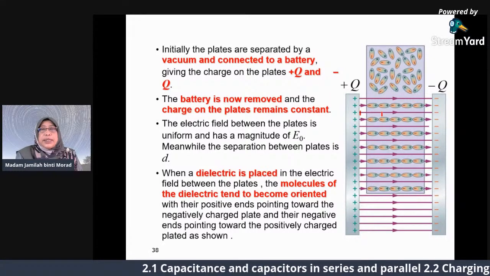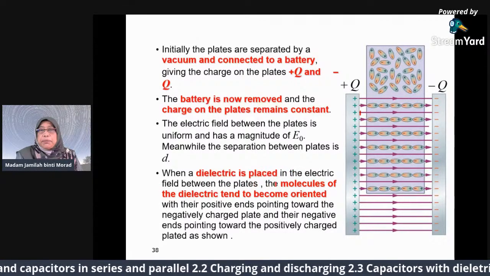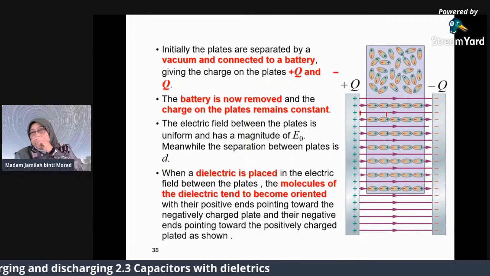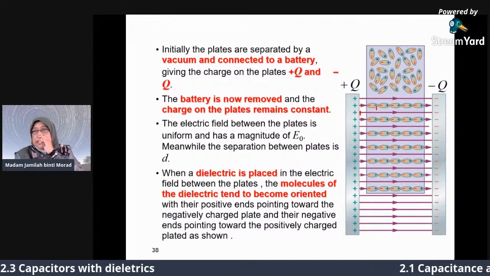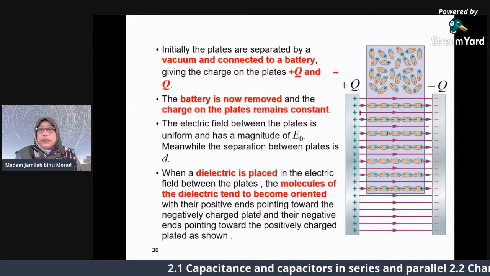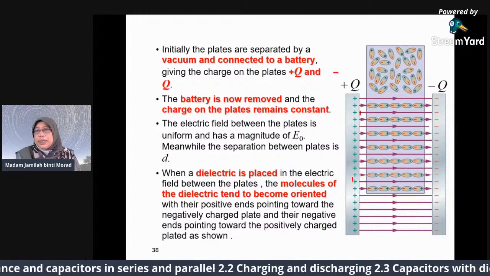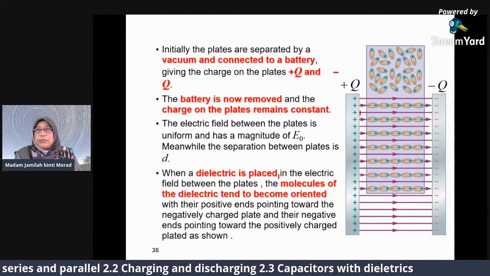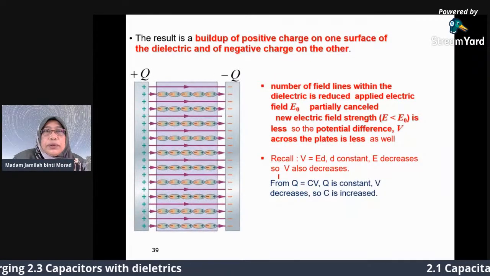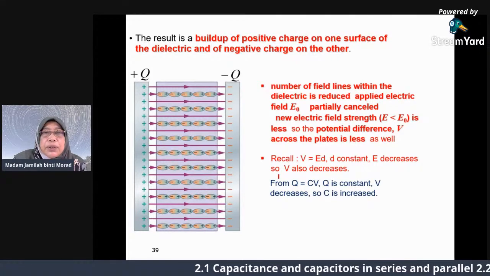Then you insert the dielectric material. When the dielectric is placed in the electric field between the plates, what happens is that the molecules of the dielectric tend to become oriented. Look at this diagram or this figure. It is on the molecule of the dielectric. So the positive end points toward the negatively charged plate, and the negative end points toward the positively charged plate. The result is a build up of positive charge on one surface of the dielectric and negative charge on the other.